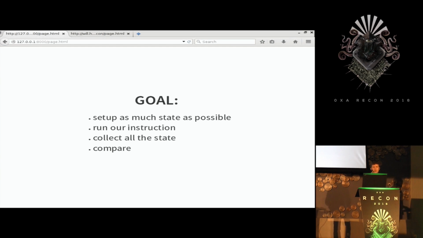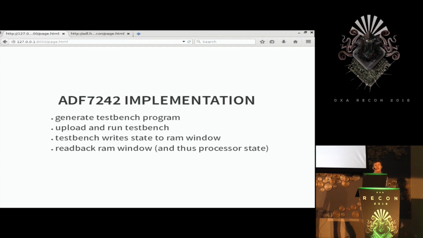And for the ADF7242, this looks like just generating a test bench program, compiling it on the host with a little assembler, uploading and running that test bench on the hardware, and that test bench sets up the state with the move immediate instructions, as I said. And then the test bench writes the state to that RAM window that I discussed very briefly because I'm moving pretty quick in this 30 minutes. Writes that state, the host reads it back, and then compares it.